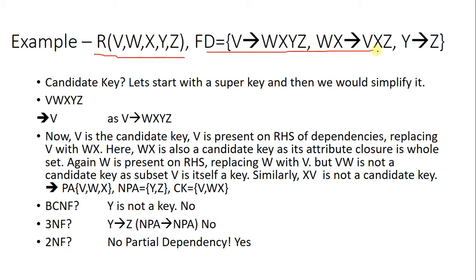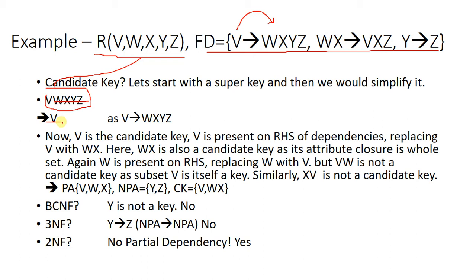So first of all, we find the candidate key. We combine all these columns and this becomes a super key, and then we simplify this super key using these dependencies, that if you have V, then you can derive these 4 columns. So yes, we do have V, so we remove all these 4 columns. So V is now a candidate key because we cannot simplify it further.